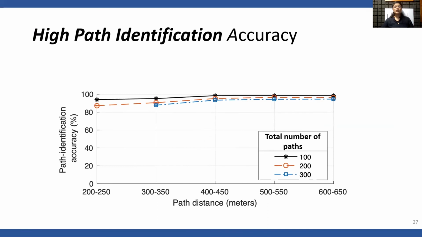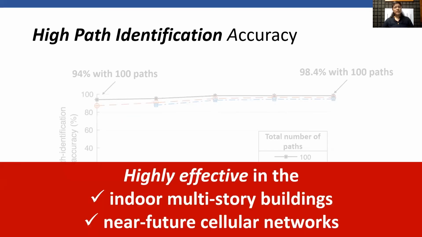This plot shows the performance of SLIC when the adversary fingerprints all the paths in the system. The x-axis is the path distance and the y-axis is the path identification accuracy. SLIC achieves 94% for 100 paths of distance 200 to 250 meters. This increases to 98.4% when longer paths are considered. The result clearly shows that SLIC is highly effective in indoor multi-story buildings in near future cellular network.